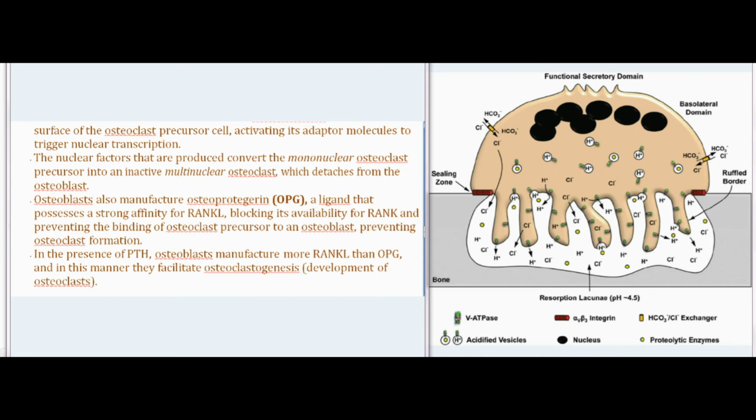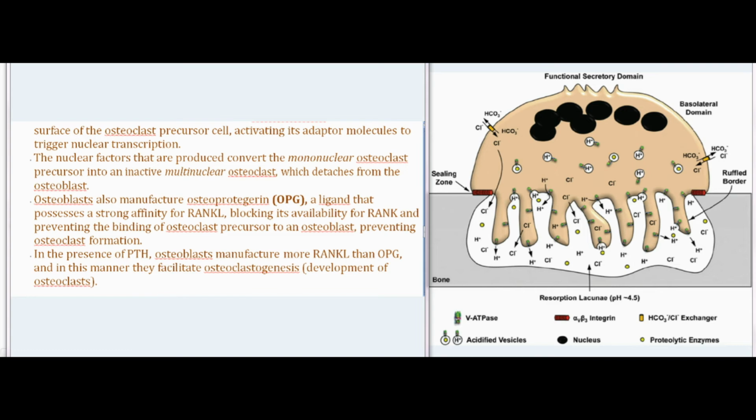The nuclear factors that are produced convert the mononuclear osteoclast precursor into an inactive multinuclear osteoclast, which detaches from the osteoblast. Osteoblasts also manufacture osteoprotegerin, OPG, a ligand that possesses a strong affinity for RANKL, blocking its availability for RANK and preventing the binding of osteoclast precursor to an osteoblast, preventing osteoclast formation.